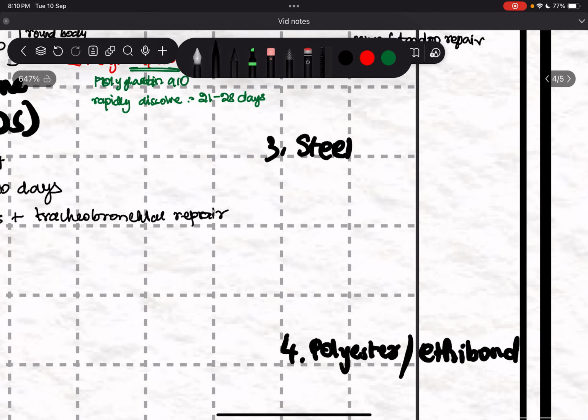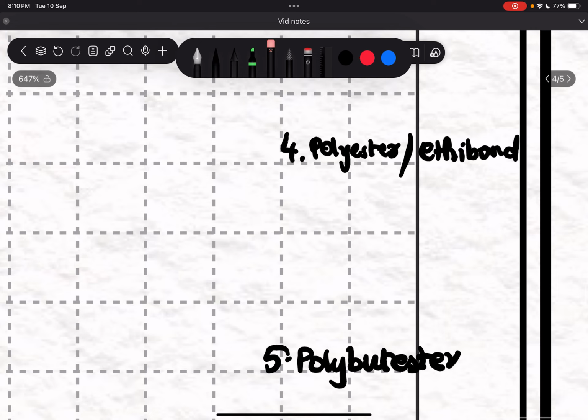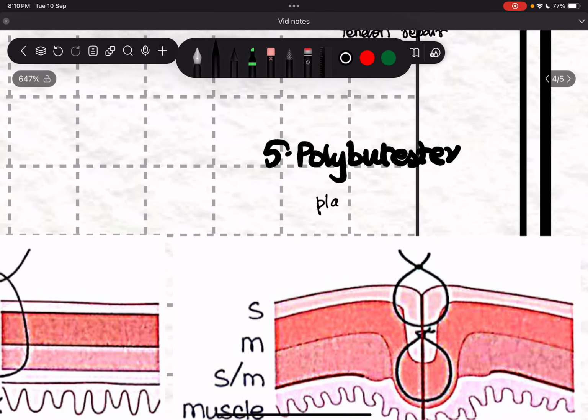Then we have got steel suture. It is used to close a sternotomy incision, which is done in coronary artery bypass graft. Then polyester or ethibond. It is used in rectus sheath and tendon repair. Polybutester is used in plastic surgery, but it is rarely used.